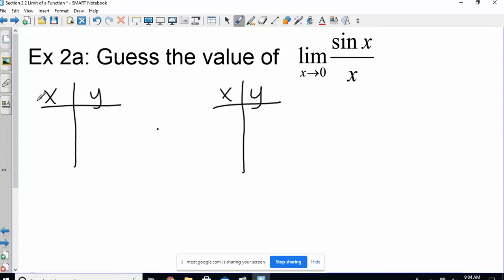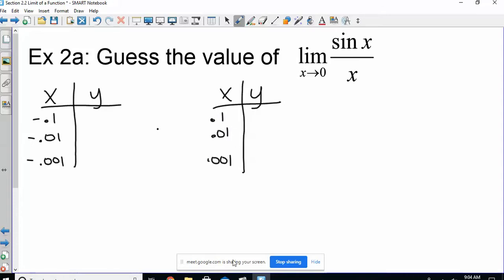What would I do for my numbers smaller than 0? For whatever reason, that's where people always make a mistake. They want to put like negative 0.9 for some reason. So just be aware of that. And then approaching 0 from the other side would be positive.